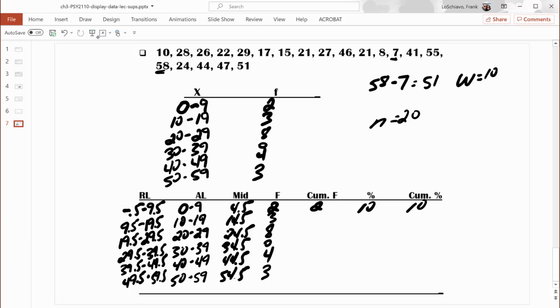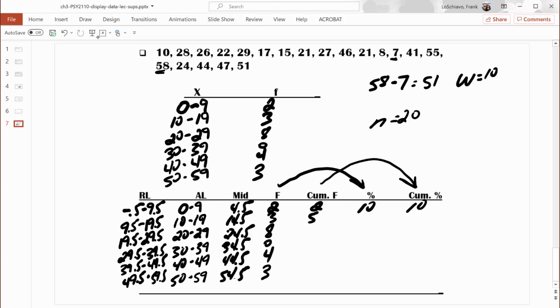We have 3 people that scored somewhere between 10 and 19. So how many people scored 19 or less is essentially what we're asking for the cumulative frequency. 2 people scored between 0 and 9. We have 3 people who scored between 10 and 19, so we have 5 people who scored 19 or less. Let's compute that percentage. Don't forget, percentages are based on frequencies, cumulative percentages are based on cumulative frequencies.